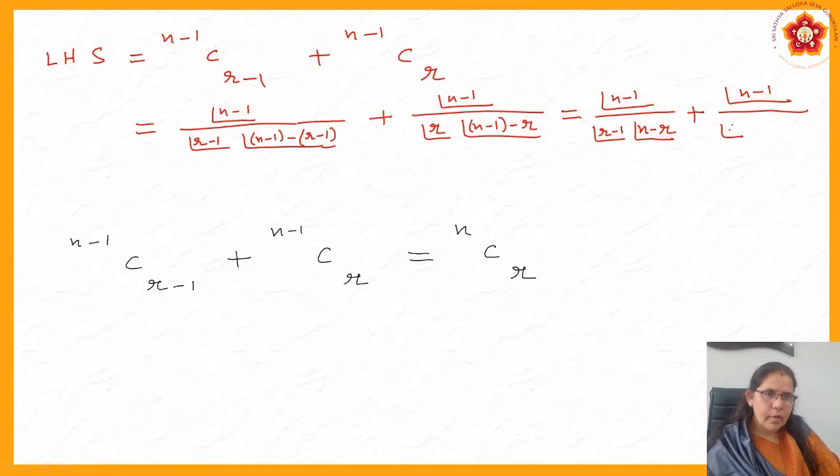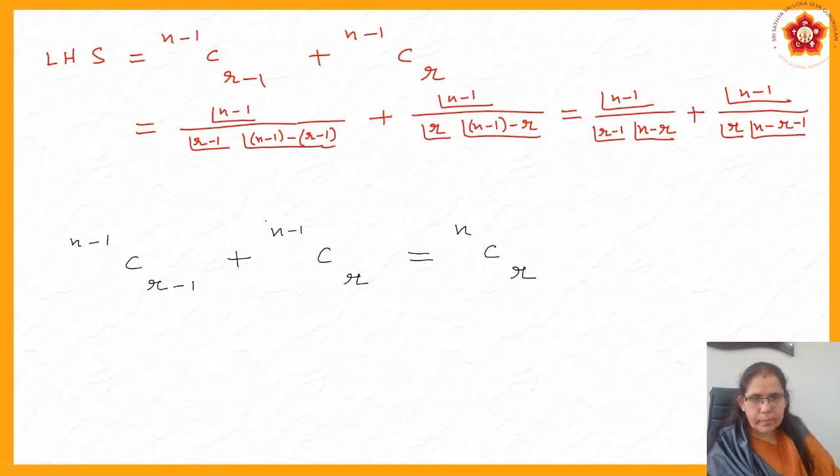And here we will have factorial r, and this side we will be having factorial n minus r minus 1. Let's further solve it. Factorial n minus 1 we will copy as it is. Here we will write down factorial r minus 1.